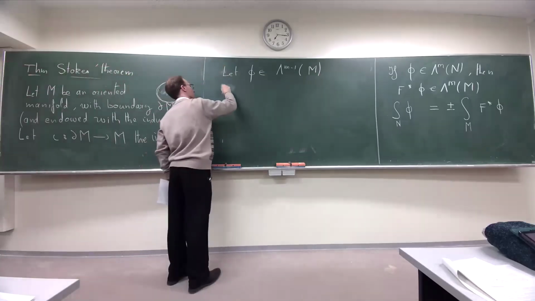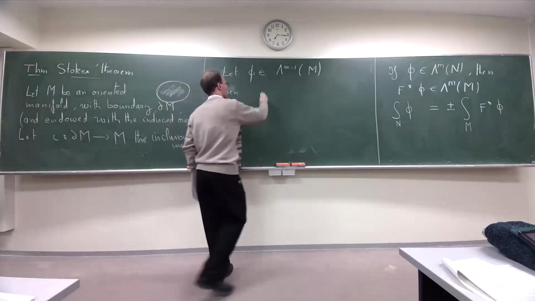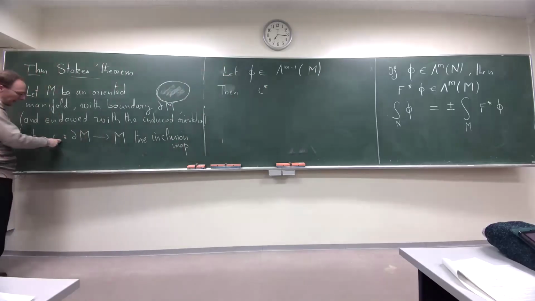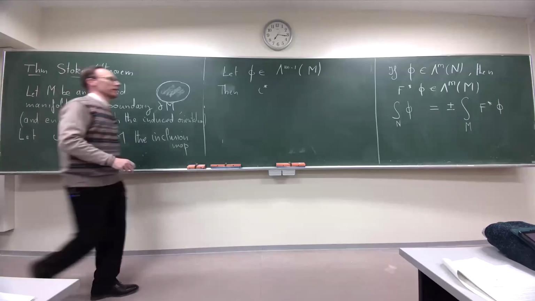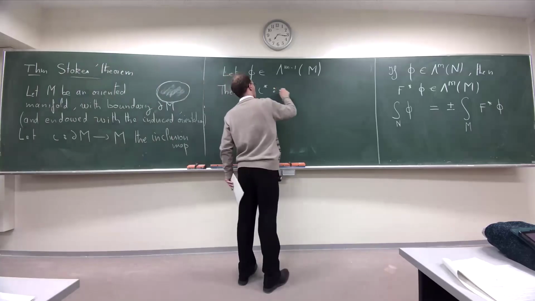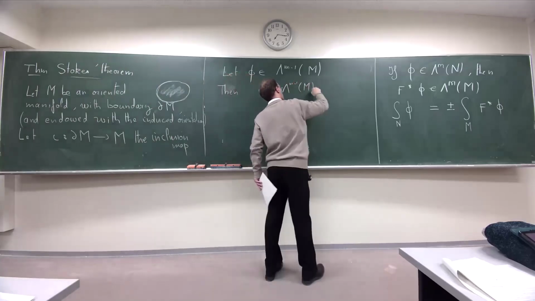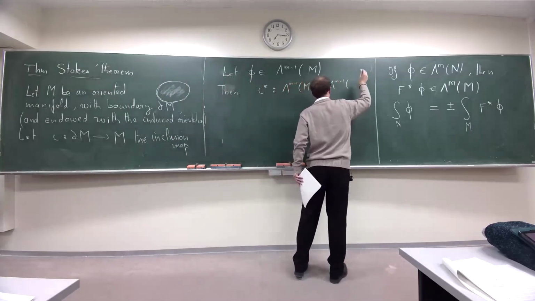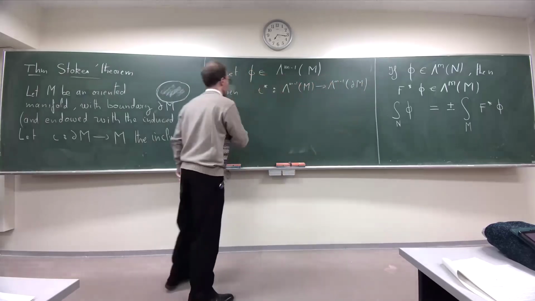Then what are the objects I want to consider? Iota star. Iota star is from the forms on M to the forms on the other one. So iota star takes a form on M to a form on the boundary. Can you please stop talking, you two?